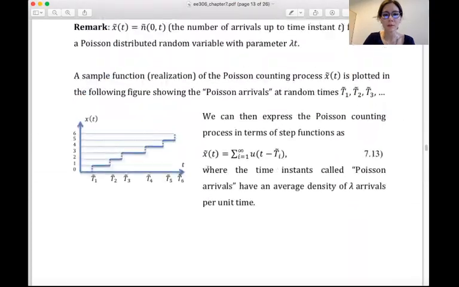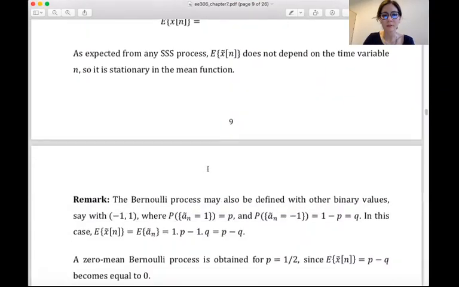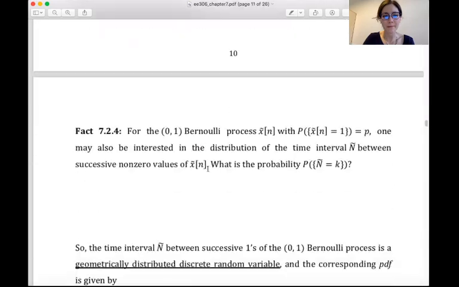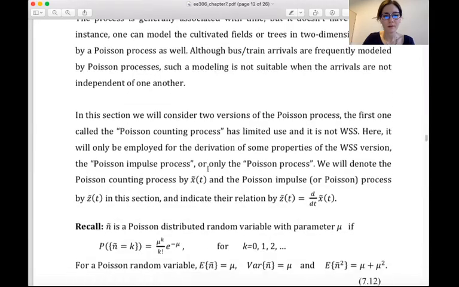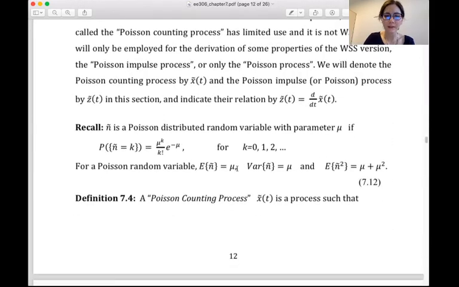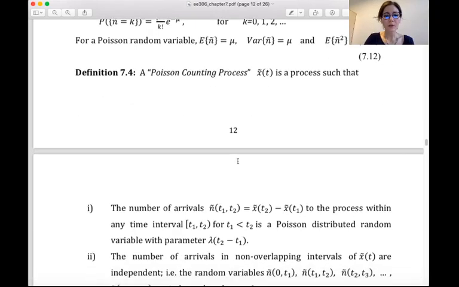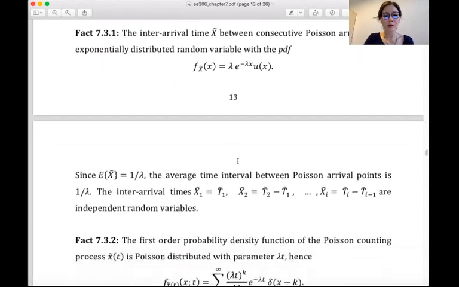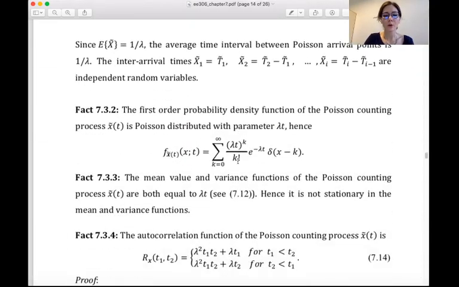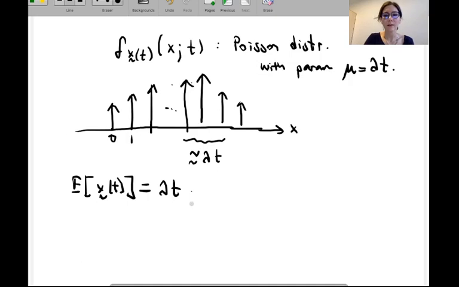Remember, a Poisson random variable has expectation equal to mu, variance is equal to mu, and so on. So now if I ask you about the stationarity of the Poisson random process, is this random process stationary?